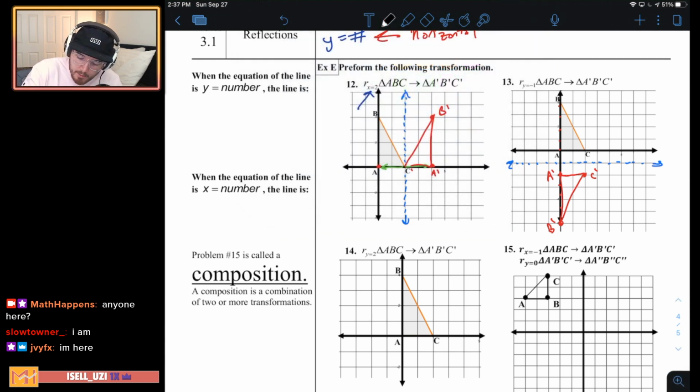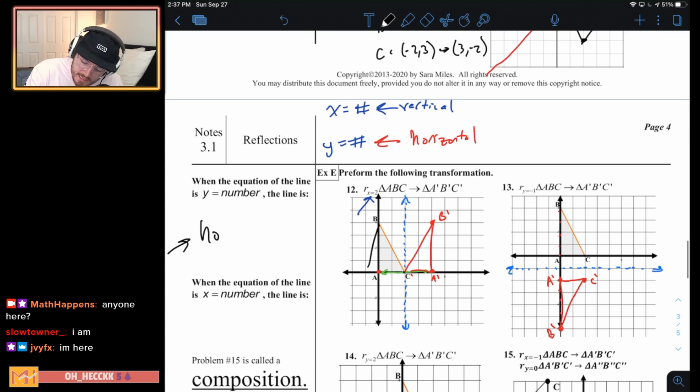I just realized that there were blanks over here for me to write what I just wrote up there because I forgot that it was over here. Horizontal and vertical.